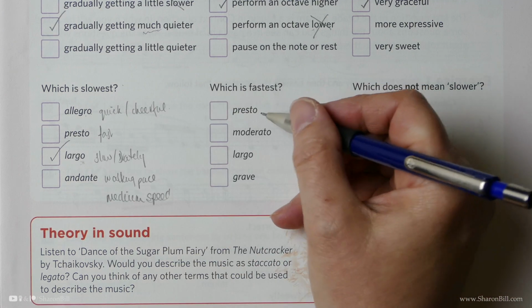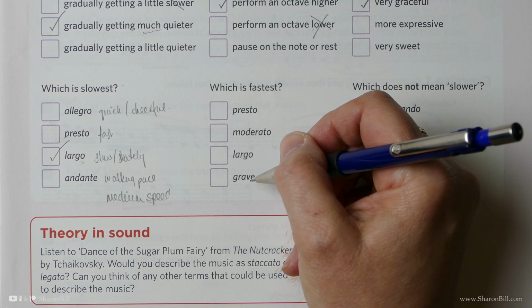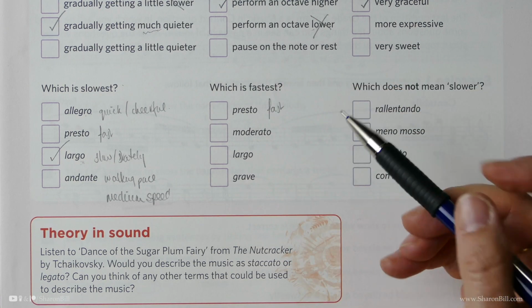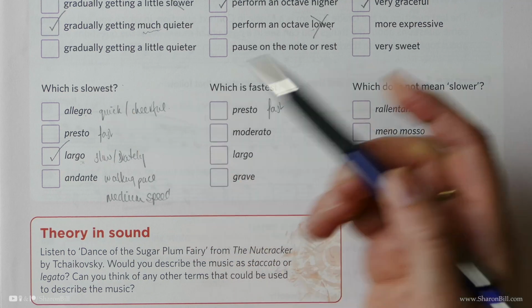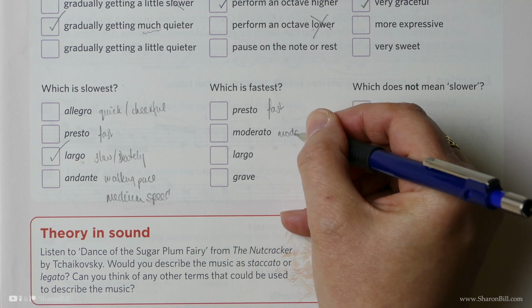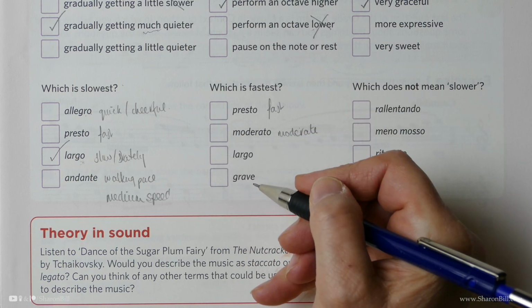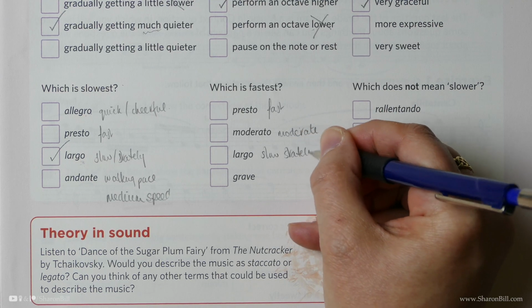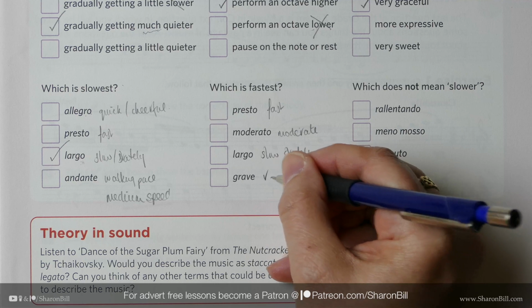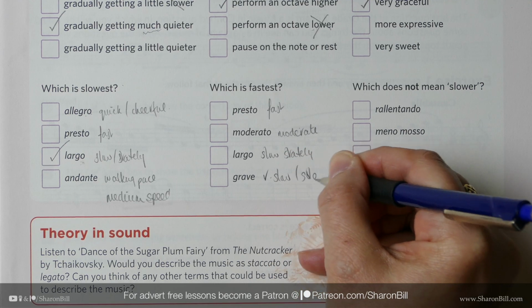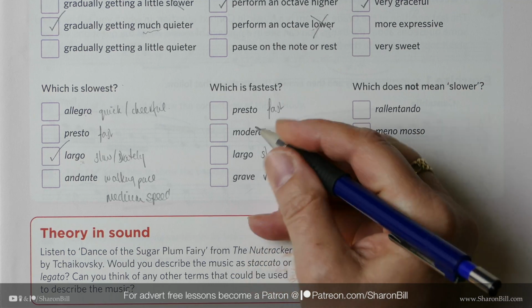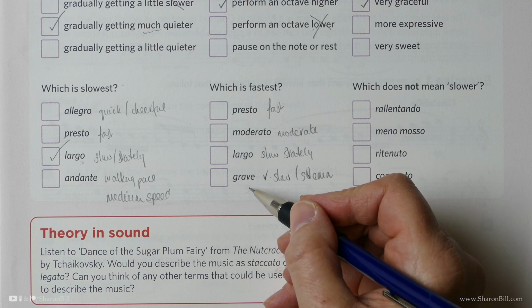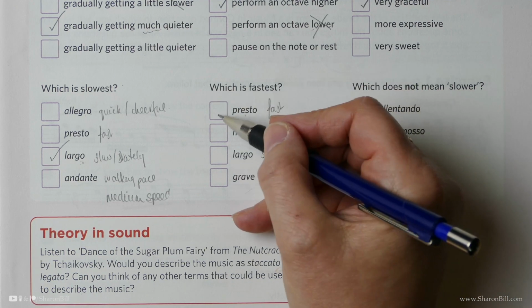Now here, which one's fastest? So let's give all of these their definitions. So presto is fast, and we know that it's quicker than allegro. Moderato, of course, that's going to be moderate. Largo, we know, is slow and stately. And grave is very slow, kind of solemn. And that makes sense if you think like kind of dead slow. Super slow, it's a little bit morbid, but it helps you to remember. And so of all of these, the fastest is going to be presto.